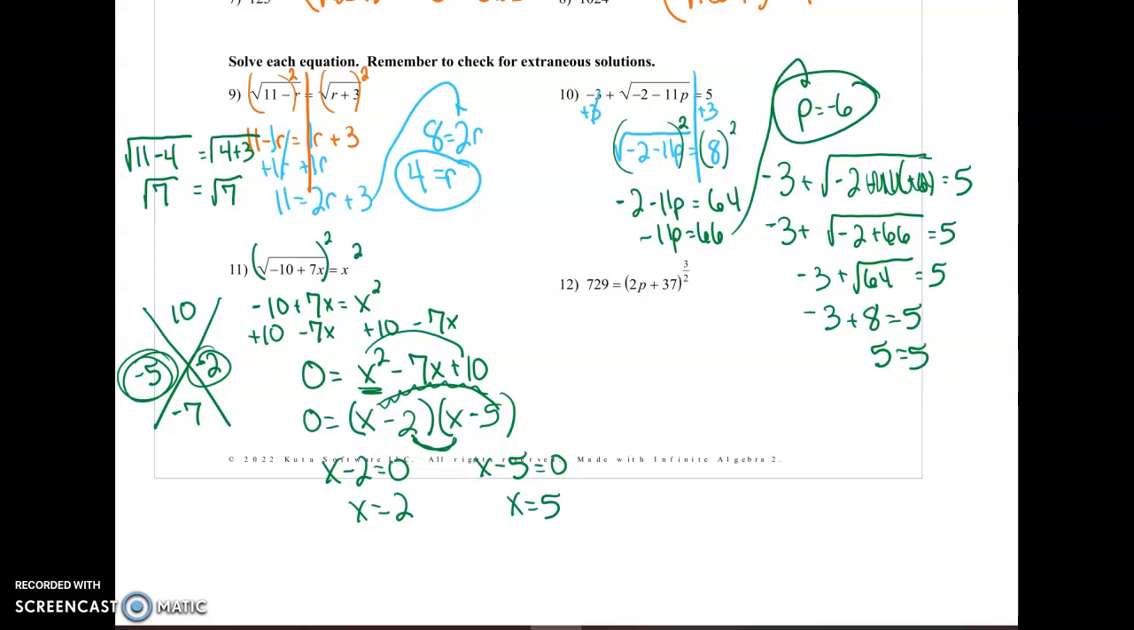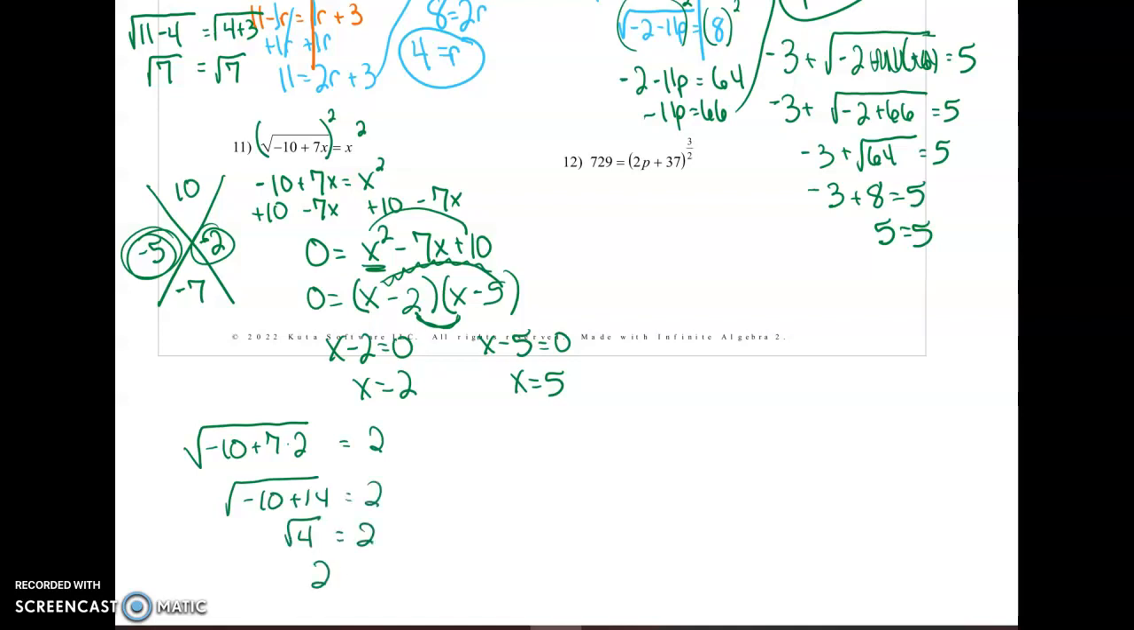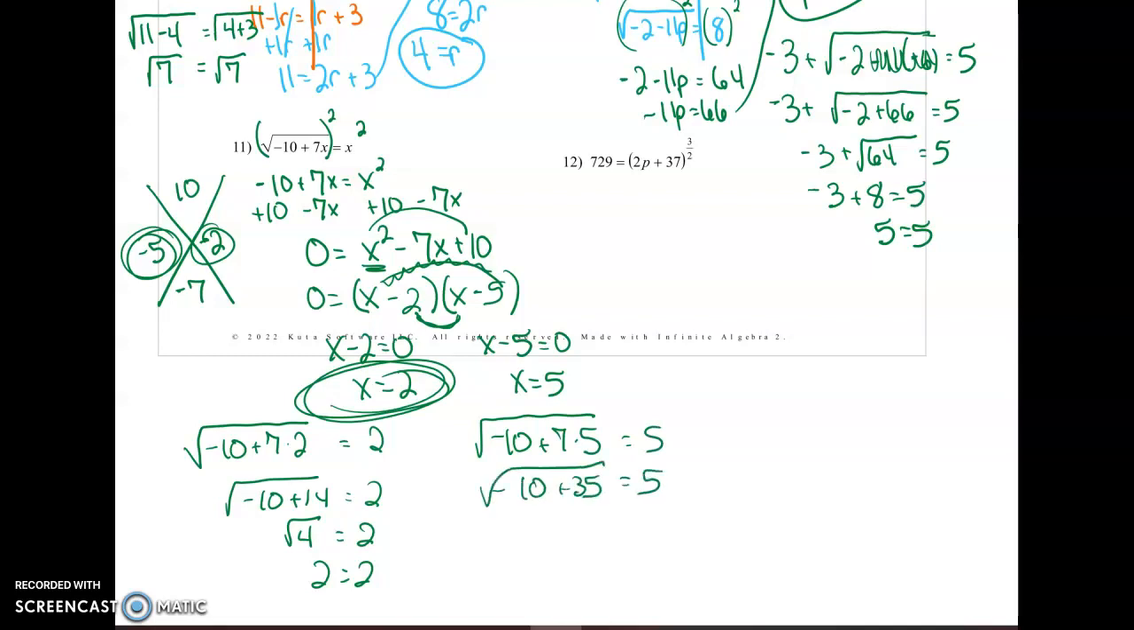And now we want to see, do they both work? So let's start by putting the 2 in. So on the left side, I'll have, and again, you could just type this into your calculator and get there too. I'm just showing you what the calculator is going to do. So I get the left side to equal the right side. 2 being a solution works. Let's try 5 now. So putting 5 in for my x. Inside the square root, I get a 25, and yes, the square root of 25 is 5, so this also works.